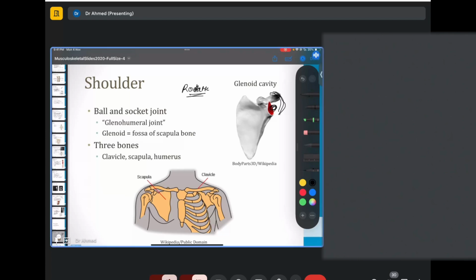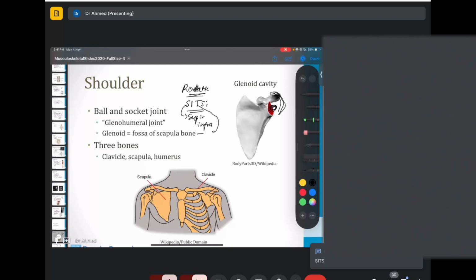Can you just tell me the names of the rotator cuff muscles? Supraspinatus, infraspinatus, teres minor and subscapularis. There is a mnemonic known as SITS, right? Supraspinatus, infraspinatus, teres minor, and subscapularis. Okay. So what is basically the function of these rotator cuff muscles?